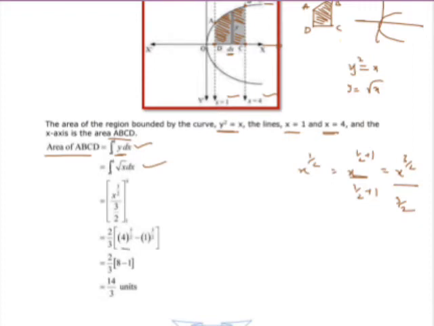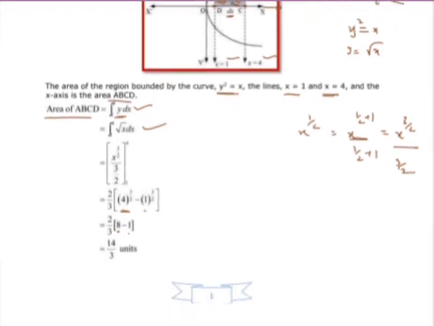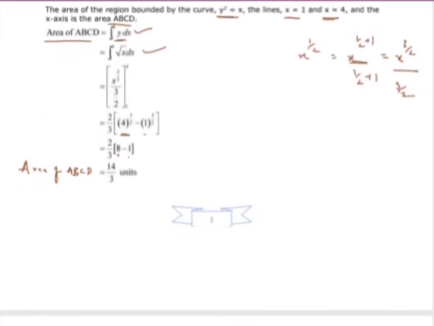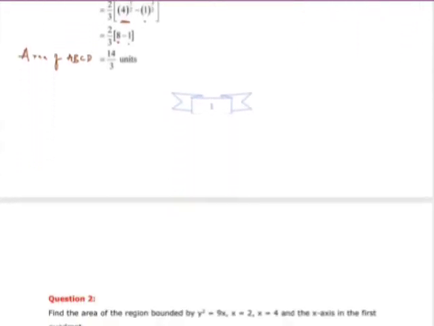4 to the power of 3 by 2 can be written as cube root, it is 8, minus 1, right? So now 8 minus 1 is 7. So 14 by 3 is the required area of ABCD, right? So next, moving to question number 2.